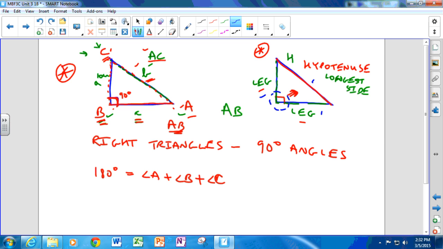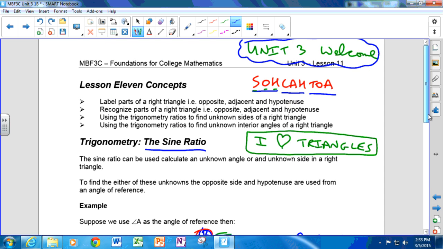The other thing that's important, and this applies to all triangles, is that the sum of the interior angles of a triangle is 180 degrees, and that's all triangles, not just right triangles. So if you have two angles inside a triangle, you can figure out the third one just by subtracting the two that you know from 180 degrees. Now, another key for the study of triangles is SOHCAHTOA.